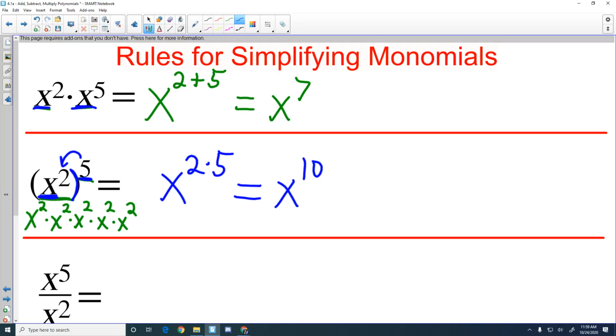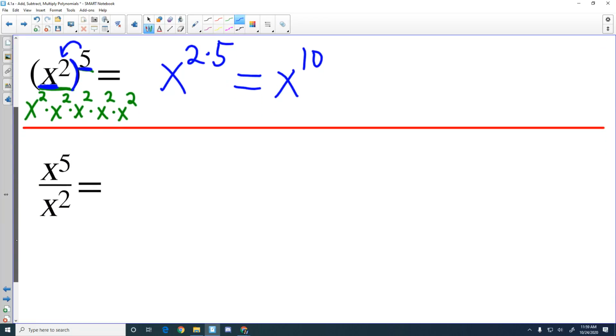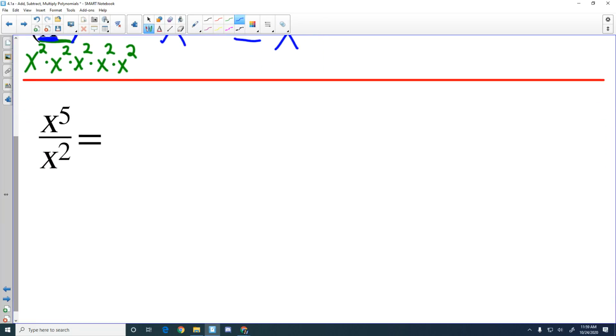Like distribution is multiplication. So that same rule would apply here. When you've got an exponent outside, you distribute it into every other exponent inside, and you just multiply them. So x to the 2 to the 5th is actually x to the 10th. And finally, we've got some division down here.